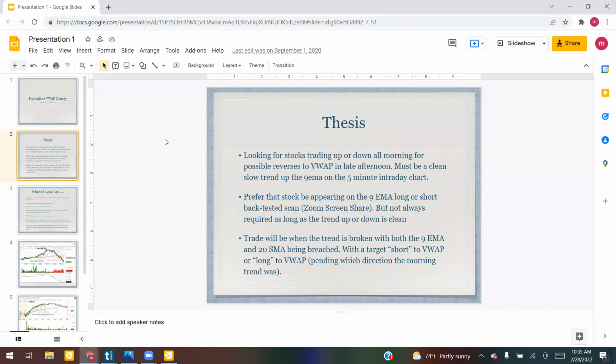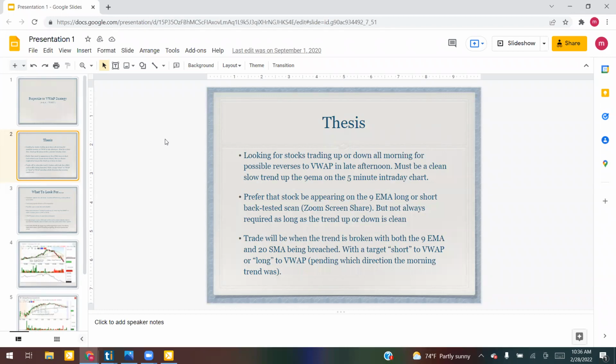We are looking for stocks that are, let's use a stock that is trending up all morning cleanly on a 9 EMA, whether we're in it or not as a 9 EMA play. So it's appearing on the 9 EMA long scan, right? Trending up. And guess what? It trends up in the early afternoon too. This is a baby that's just going up today. All right. So if the 9 EMA is going up, you're also going to see that the 20 SMA is going to be running parallel with it, right below it.